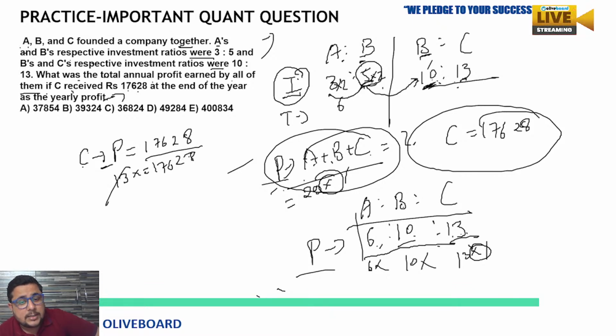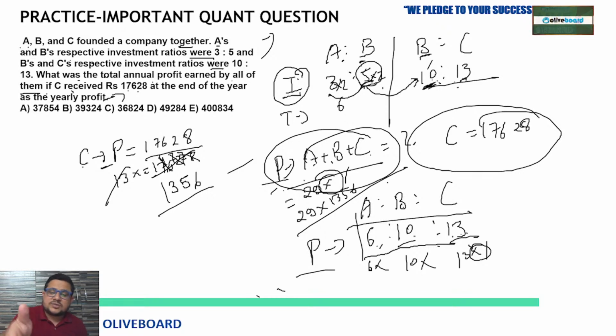So by 13 you can cancel this 17628 how many times? 13 ones are 13, then 4, 13 threes are 39, so then 7, 13 fives are 65, then 7, 13 sixes are 78, 1356. So this is the value of x. Now multiply 29 with 1356 and tell me the answer after this. Just 29 table you have to calculate, that I am leaving on you all so that you can answer which one is the answer here. Just multiply 1356 with 29, you will get the answer.